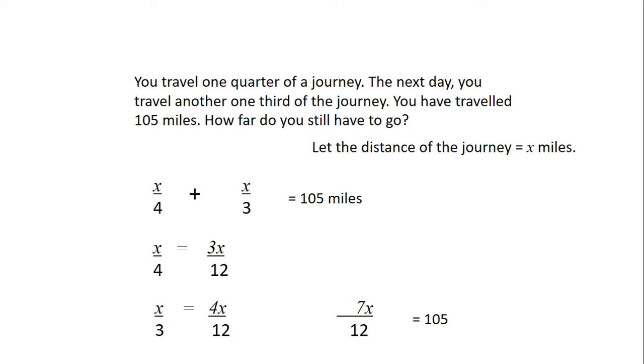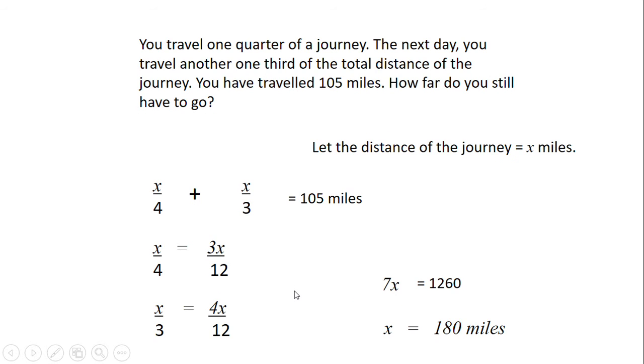We get 7x over 12 equals 105. I can multiply both sides by 12. 7x equals 1260. X equals 180, because I've divided both of these by 7.